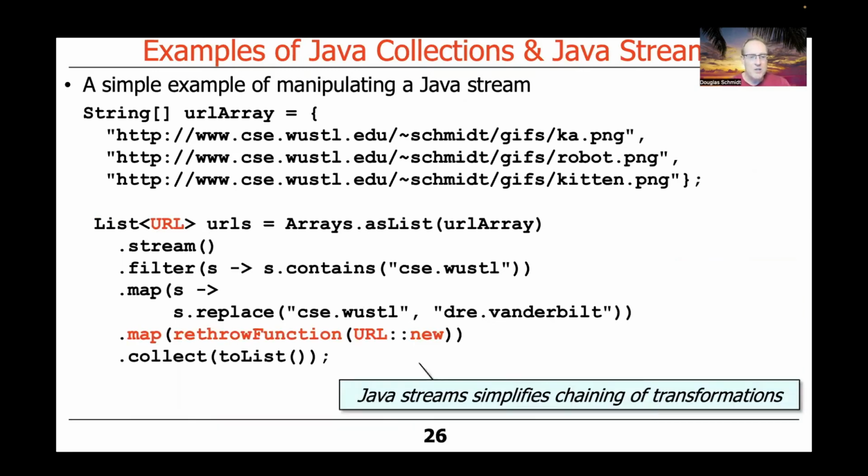One of the nice things about using Java streams is they simplify the chaining of transformations. So if we want to convert this into a list of URLs instead of a list of strings, all we have to do is just add another map method that takes a string and uses the URL new operator. This is what's called a constructor reference in order to convert the string to a URL.